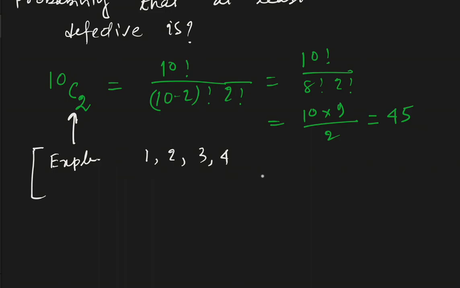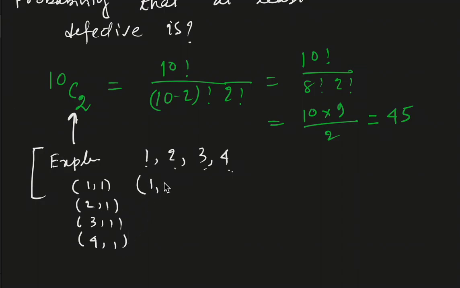How many ways can you choose it? First you can choose any one number between 1, 2, 3, 4. Let me write it. First you can choose 1, can choose 2, can choose 3, can choose 4, right? Now another one can also choose 1. Now another one can also choose here.